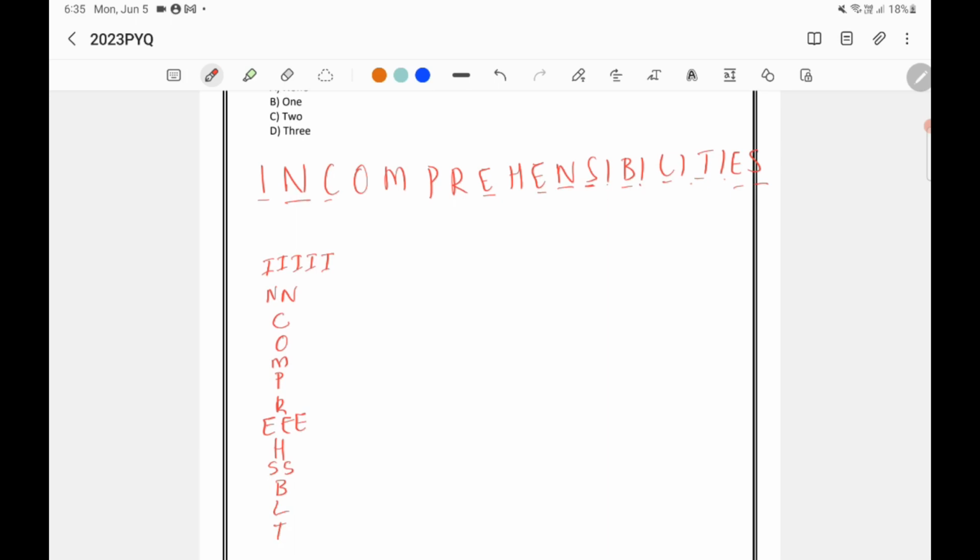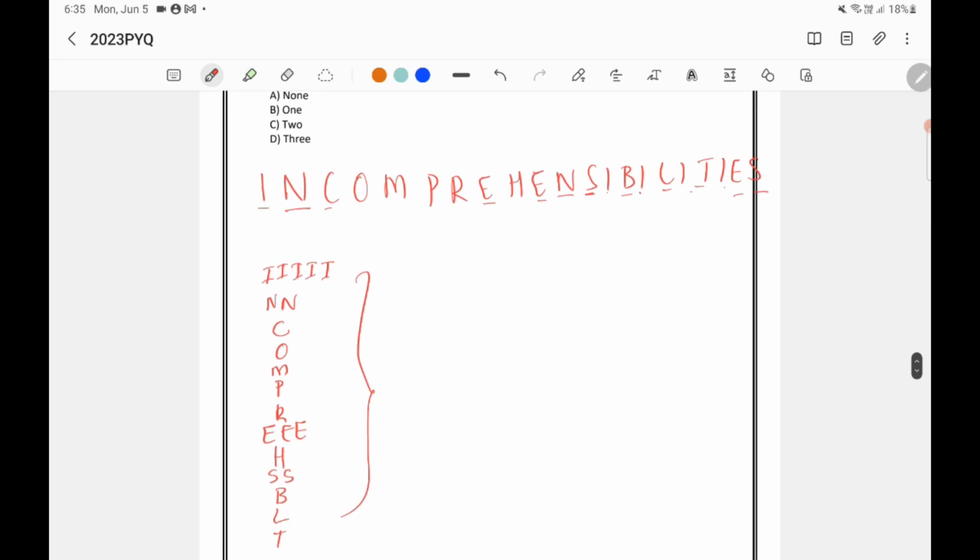Now we have to arrange these letters in alphabetical order in the reverse order. Now here A is not there. Okay, B is there. So I need to write B here, because we have to do in the reverse order. So I am writing B here. Now then C, yeah, C is there. So I am writing C here.